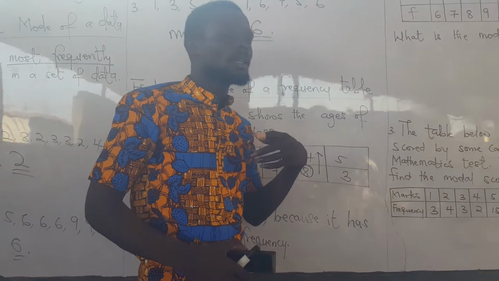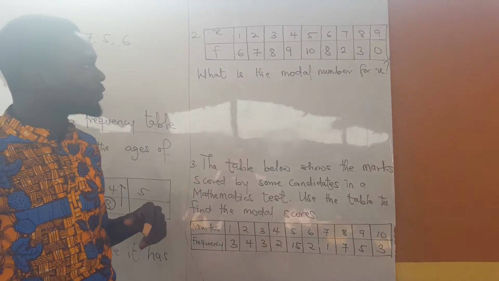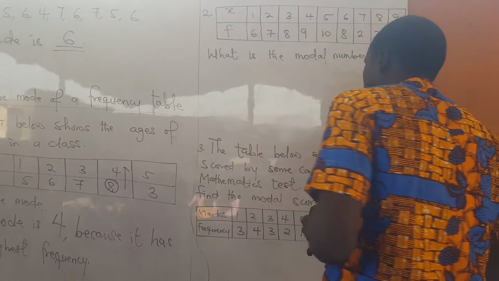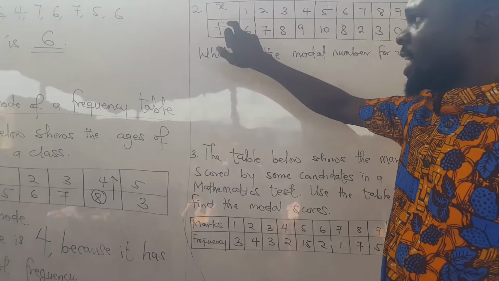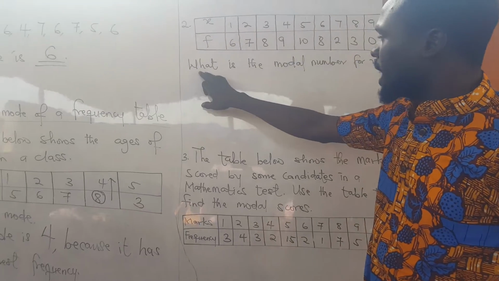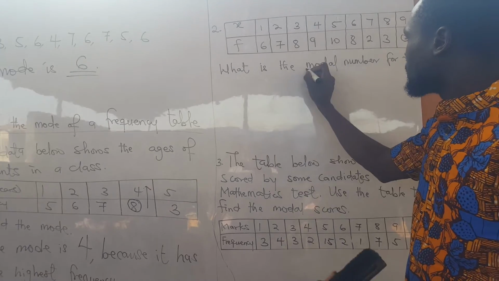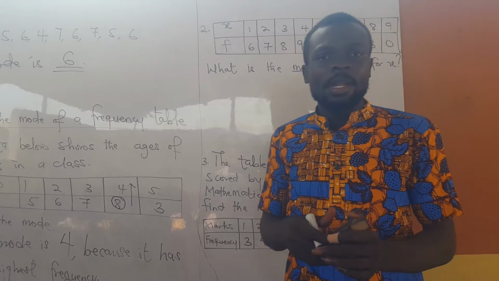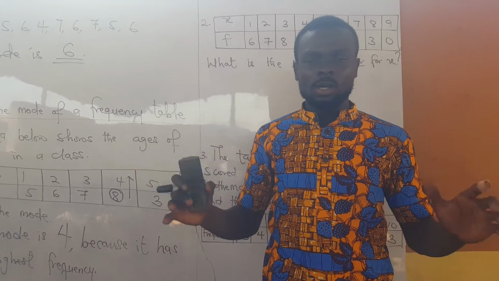Let's look at the second table and see if we can also get the mode out of the frequency table. When you look at this table, we have X and we have F, which shows frequency. Anytime you are asked to find the mode, here it says, what is the modal number for X. Sometimes if you don't see mode, you can see modal. And mode simply means the number which occurs most in a given set of data.